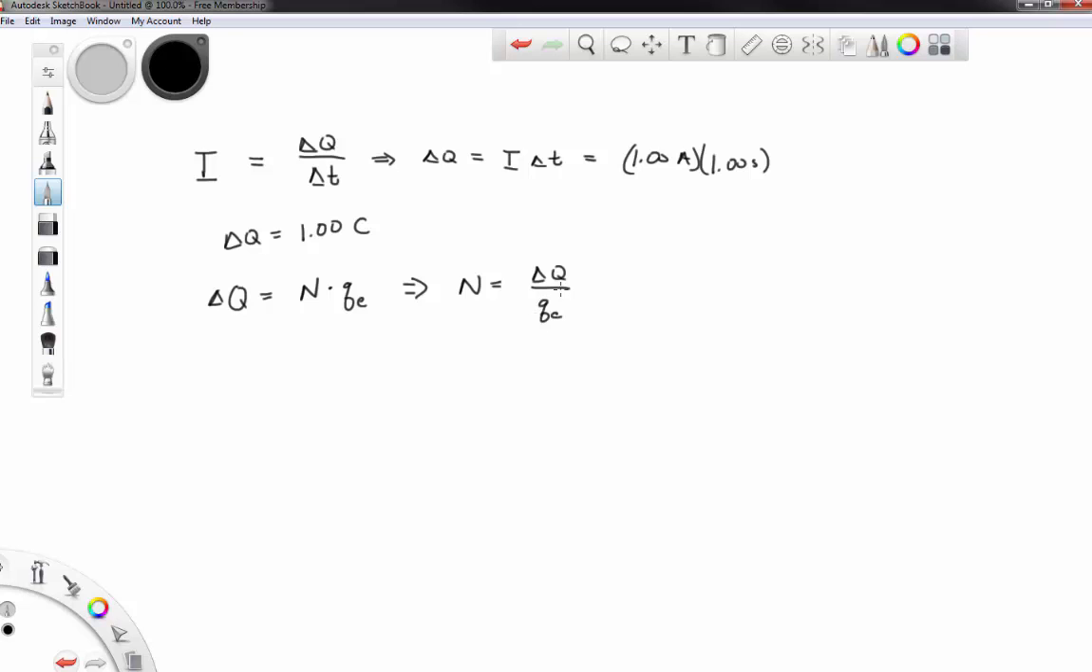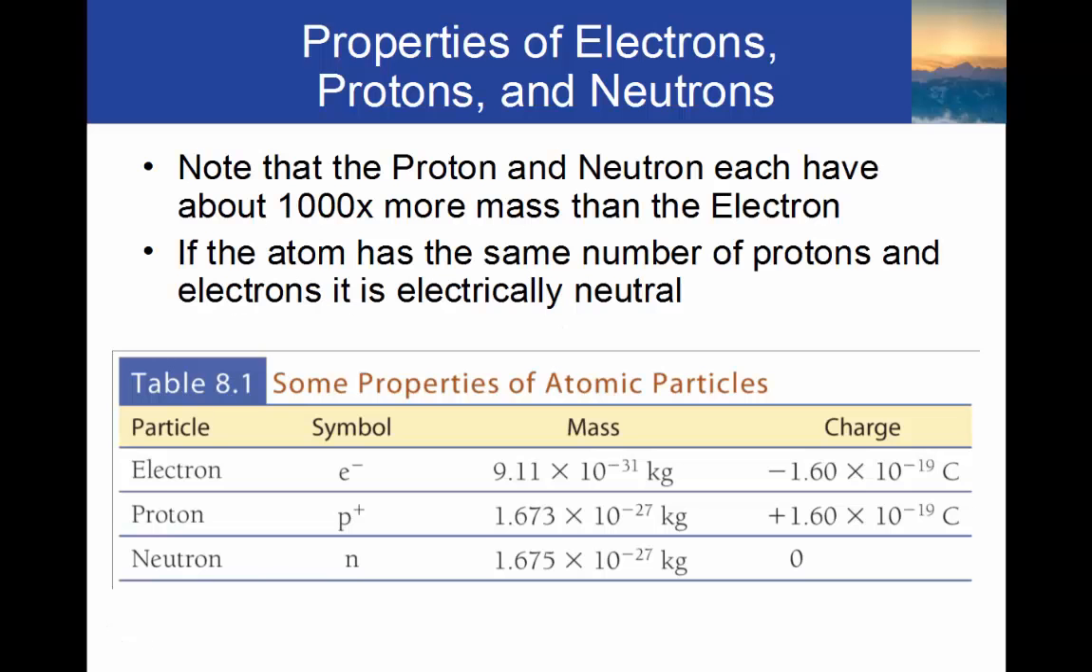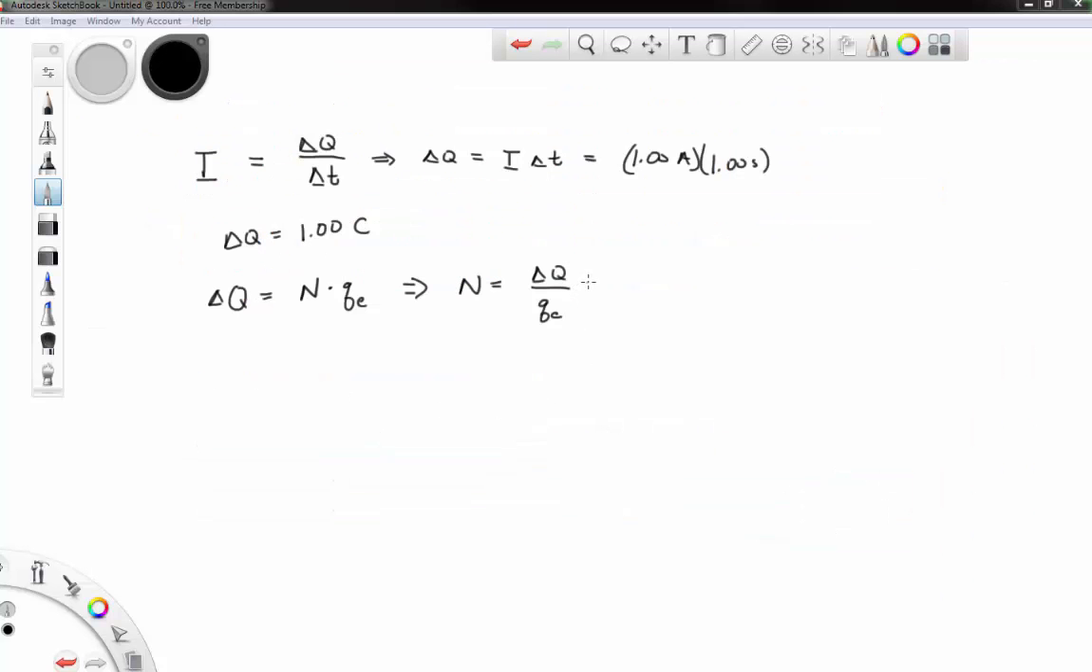So what we need here is the charge of a single electron. Where do we get the charge of an electron? Well, I bet you didn't see this one coming. We look it up in table 8.1. So an electron has a charge of 1.6 times 10 to the minus 19, and of course that's a negative charge. So this becomes 1.00 coulombs divided by 1.60 times 10 to the minus 19 coulombs per electron. And the signs don't really matter here, as I said before.